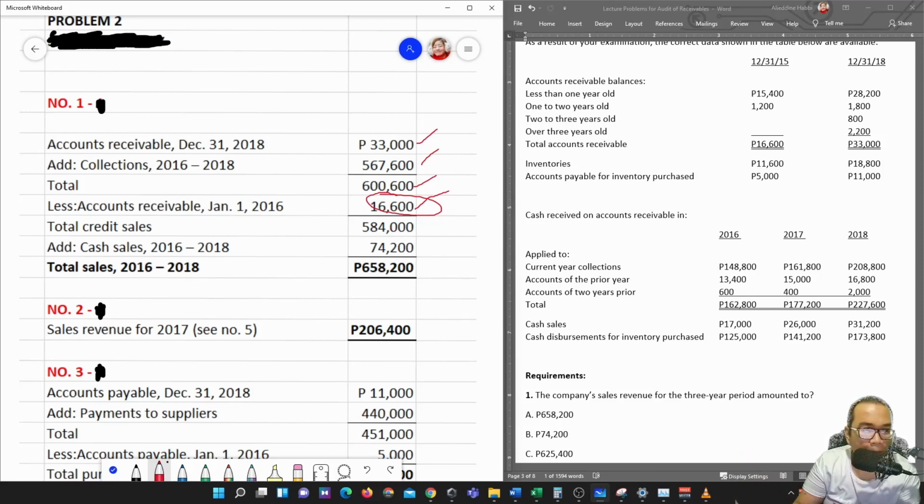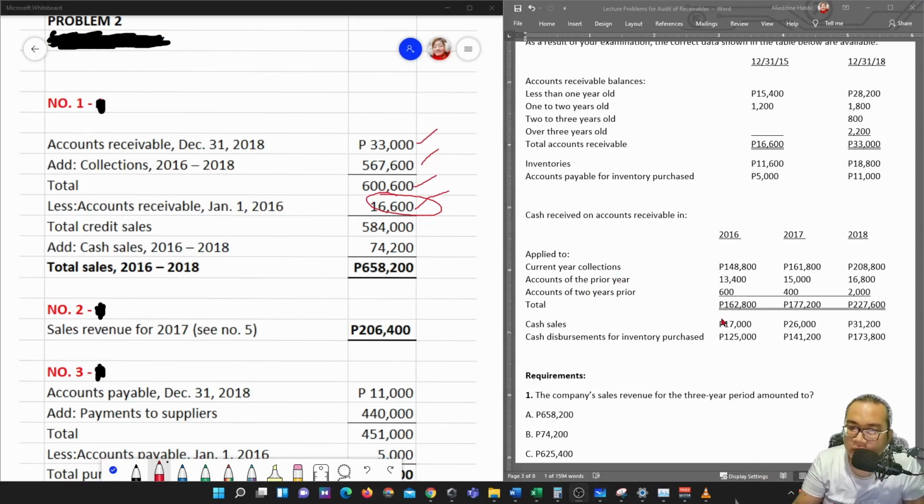Sir, pag i-add namin tong 13,400 plus 600, it only accounts to 14,000. Tingnan nyo, 400, add mo sa 4,000. Kasi 2017 siya, pero accounts of 2 years prior. 2 years prior, so that pertains to 2015. Ito, 13,400, pertains to 2015. Itong 600 pertains to 2014.